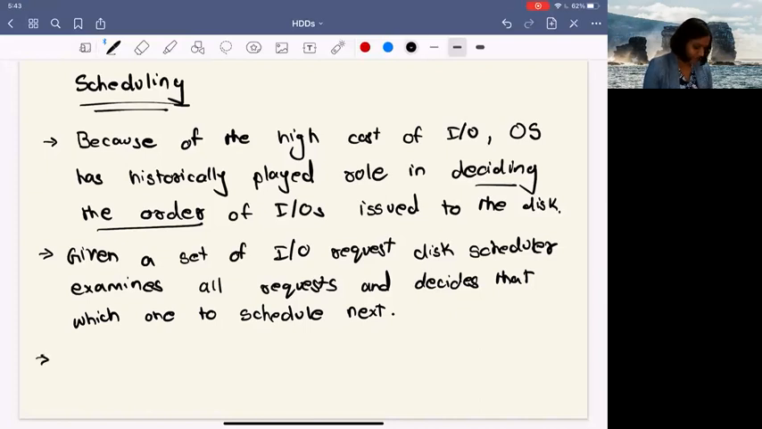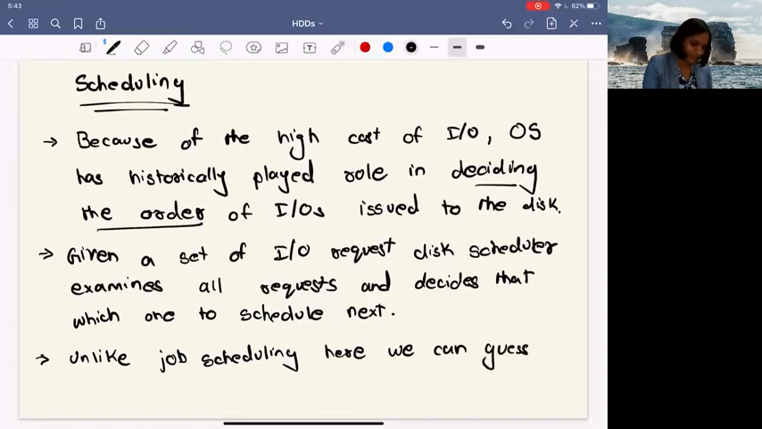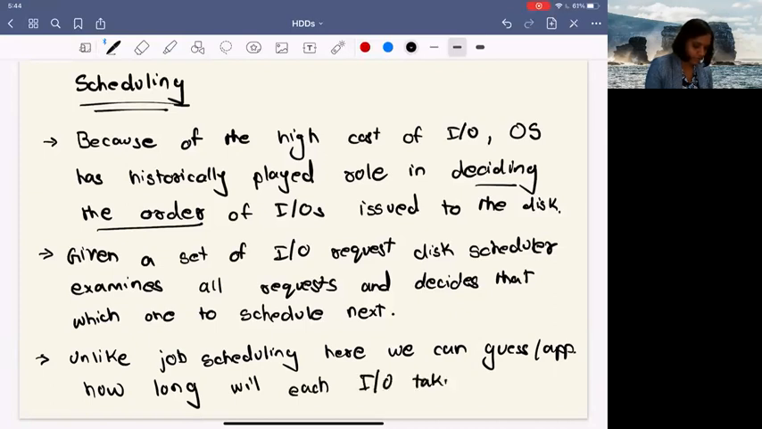But one good thing is, unlike job scheduling, here in disk scheduling we can guess or approximate how long each IO will take. Because how can we approximate this?